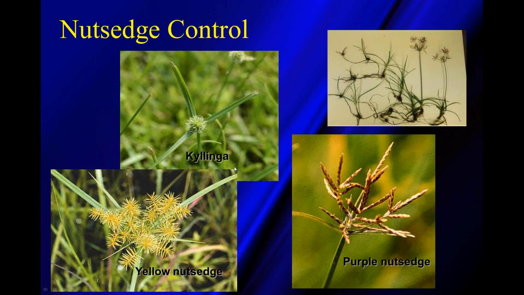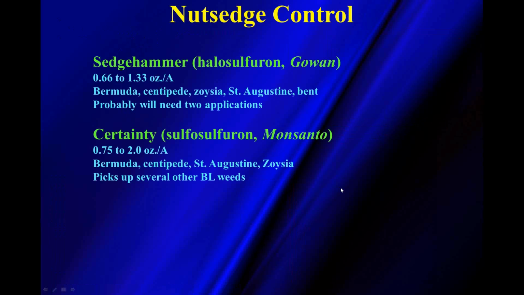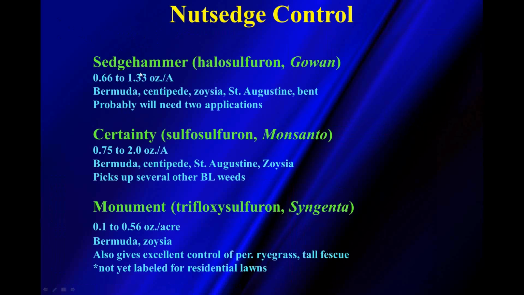Nutsedge Control, we talked about the 3 biggies. We have 3 excellent products for Nutsedge Control at present: Sedge Hammer or halosulfuron, Certainty sulfosulfuron, and Monument trifloxysulfuron. And they're all, you see, they're all sulfuron, sulfuron, sulfuron. They all fall into the category of, excuse me, there's a class of herbicides that I'm drawing a blank on right now. Oh, sulfonylurea herbicides. There we go. Sometimes it takes me a while to figure this out. Anyway, these are all in the sulfonylurea group of herbicides.